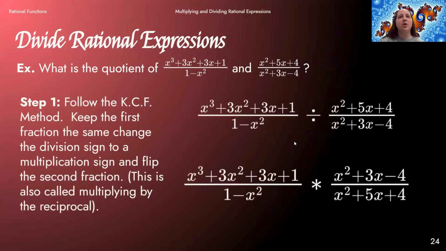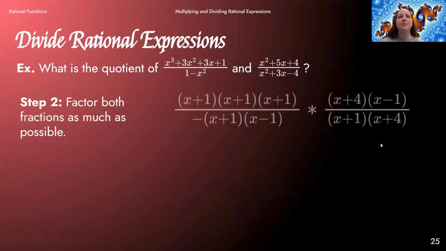So you're going to follow the keep change flip method, or the KCF method. You're going to keep your first fraction the same, change your division sign to a multiplication sign, and flip your second fraction. This is also called multiplying by the reciprocal.